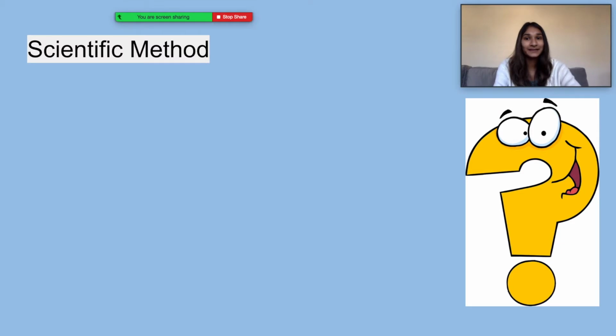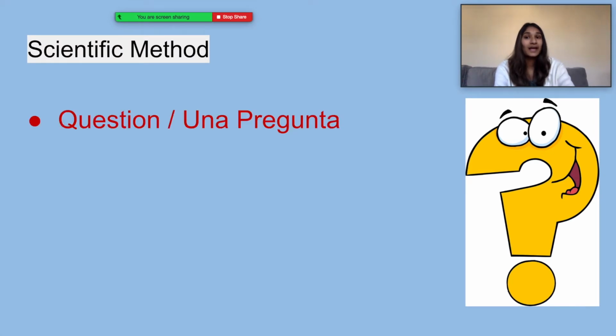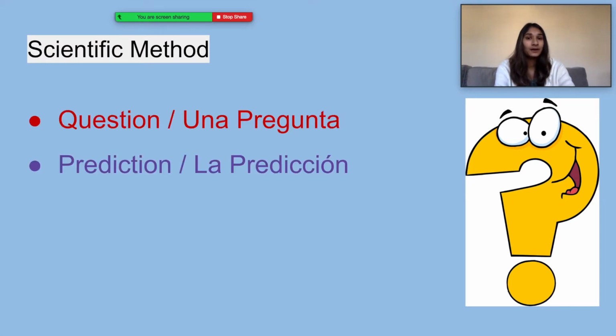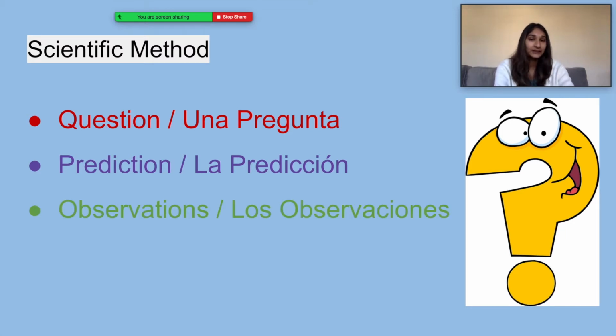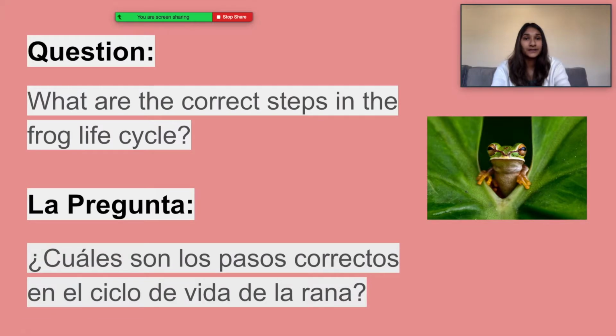Let's take a little bit to remind ourselves of the steps of the scientific method. We start out with our question. We then make a prediction. Then, during our experiment, we want to make some observations. And finally, we'll make a conclusion. Our question for today is, what are the correct steps in the frog life cycle?